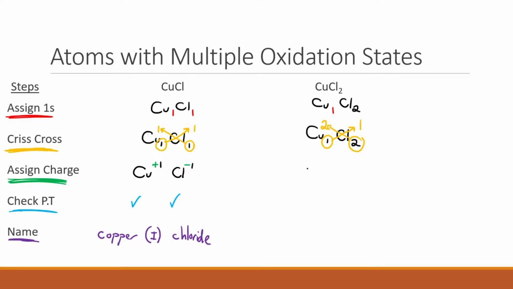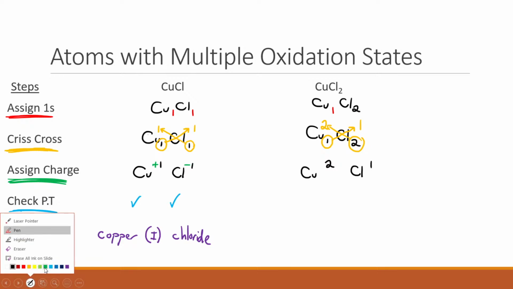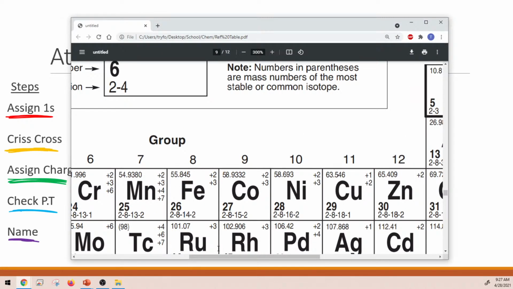It's going to give us something that looks like this. We're going to assign our charge. We know that the first ion is always positive and the second ion is always negative. We're going to check the periodic table. Does copper have a +2? Let's check. Copper has a +2, so that's good.